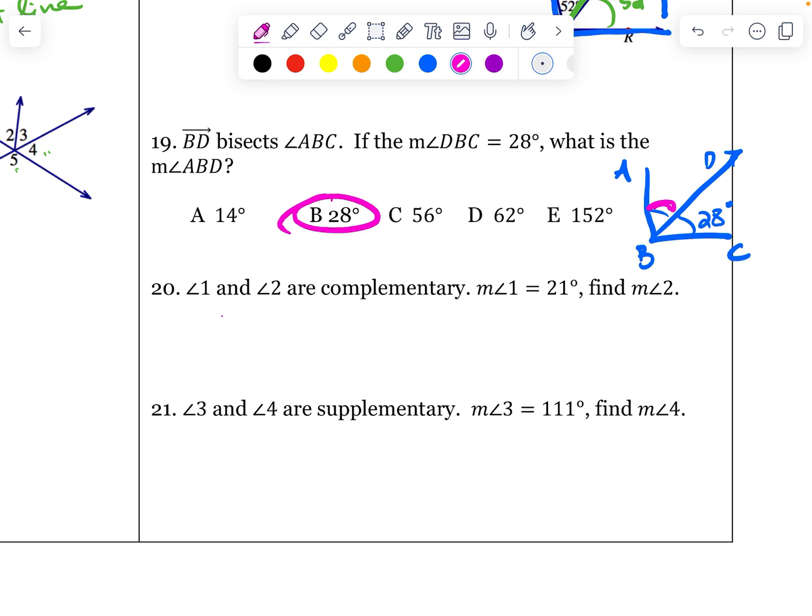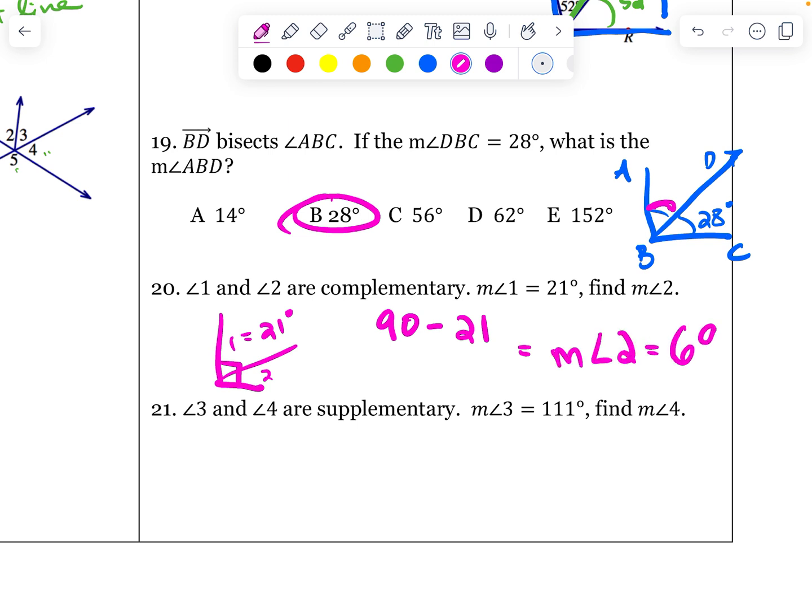1 and 2 are complementary. Complementary add up to 90. So let's just say that's angle 1, that's angle 2. If angle 1 is 21 degrees, what is angle 2? 90 minus 21 is 69 degrees. Measure of angle 2 equals 69 degrees.